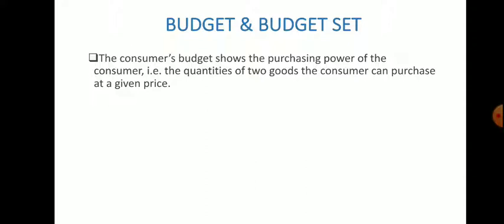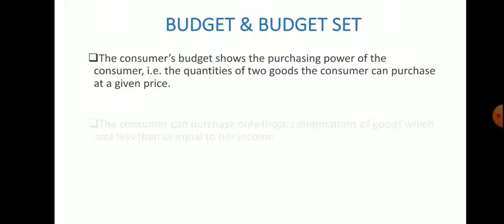Now, as we have assumed that there will be only two commodities in case of the indifference curve as well as in the budget line, there will be only two goods which the consumer is going to purchase. So, budget is something for which the quantities of two goods the consumer can purchase at a given price level.